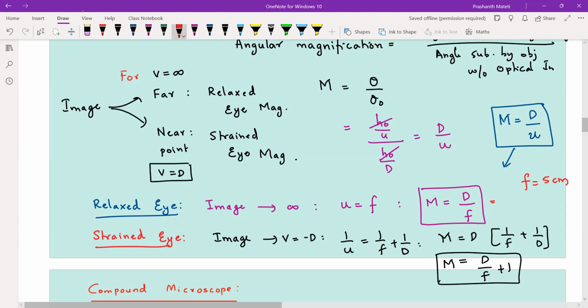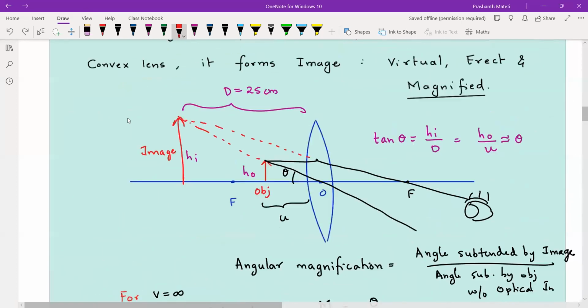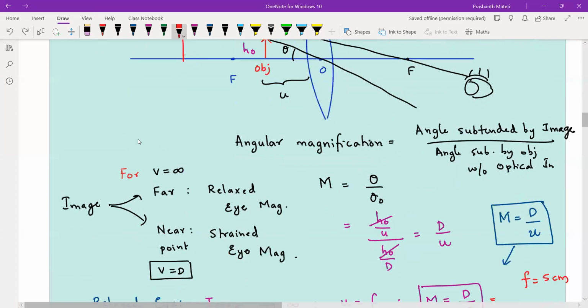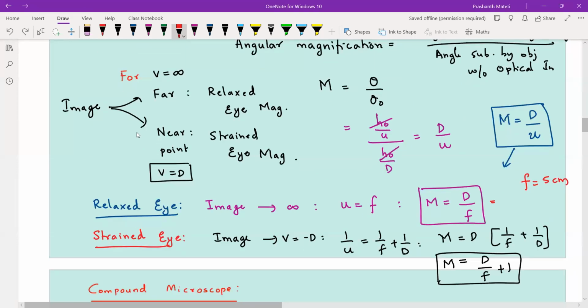For a strained eye case, what is going to happen? Plus 1 times. So first for the relaxed eye, the magnification is 5 times. Then for the strained eye, the magnification is 6 times. That's what questions will be asked directly in this manner. Nothing else will be asked. So a simple microscope means nothing but a single convex lens. When the object is placed between F and O, it forms a virtual, erect, and magnified image. How many times magnification it can produce depends upon where the image is formed. When the image is formed at infinity, the magnification is d by f. When the image is formed at the near point, then the eye is strained. The strained eye magnification is 1 plus d by f. Is it clear?